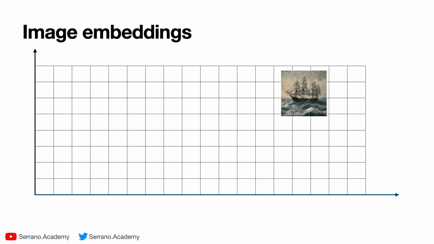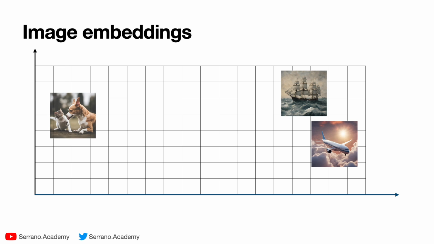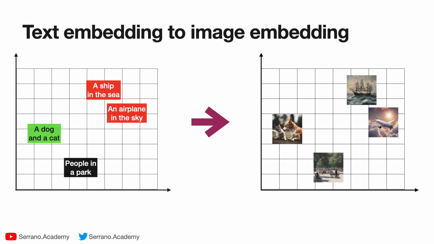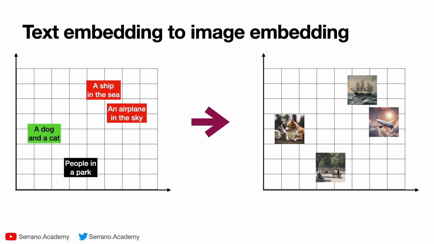I don't need to have an apple or an orange. I can have much more complicated images that are not described by a single word, but actually described by an entire sentence or even more. And the idea is that I take a text embedding of longer pieces of text and I can send it to an image embedding of more complicated embeddings. For example, this one has 4 images: a ship in the sea, an airplane in the sky, which are close to each other, a dog and a cat, and people in a park. And of course, you can imagine an entire paragraph description of a very complicated image. These ones would belong here.